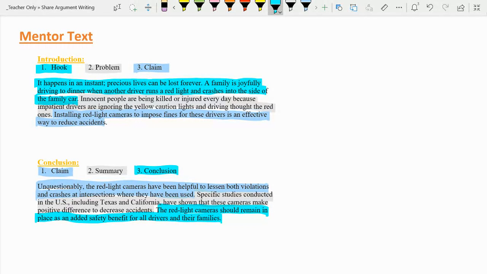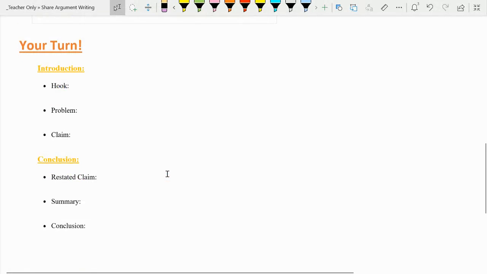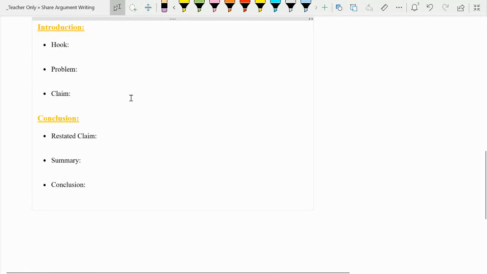So now that we have talked about the parts of the introduction and conclusion and looked at the mentor text, now it is your turn. Write your introduction and conclusion paragraph.